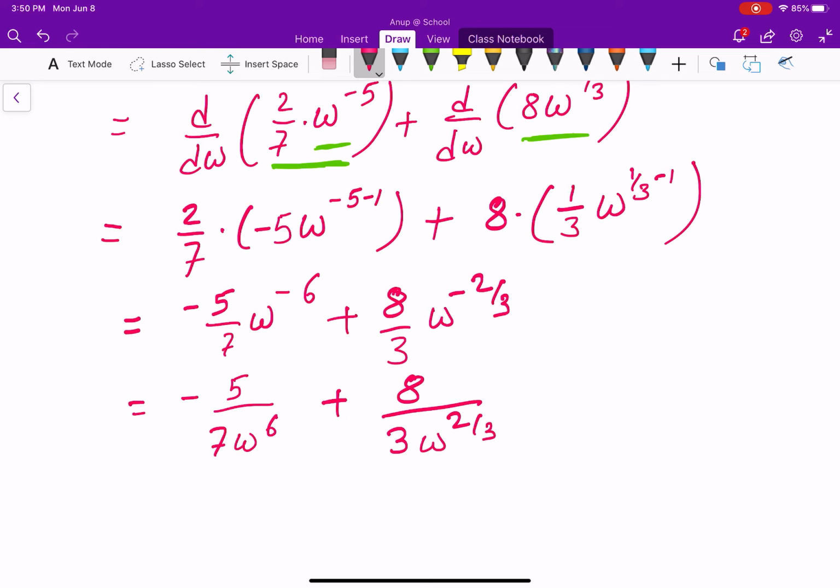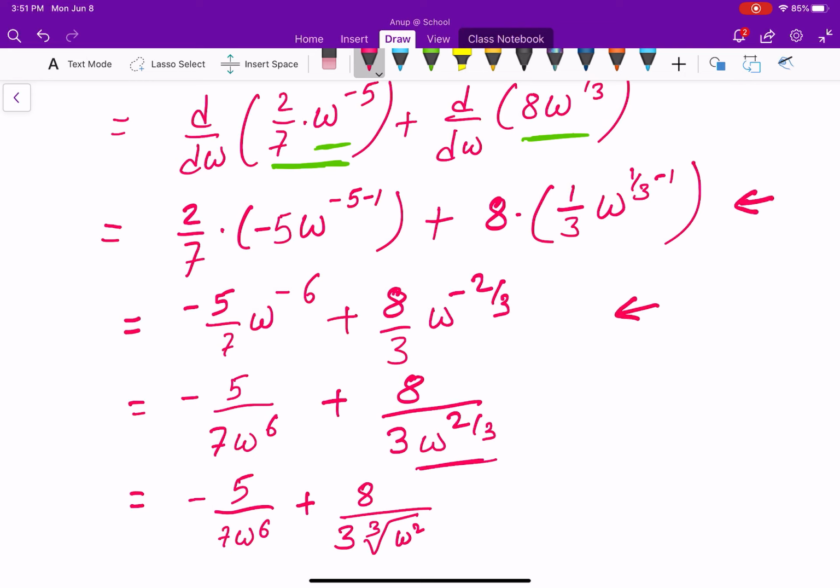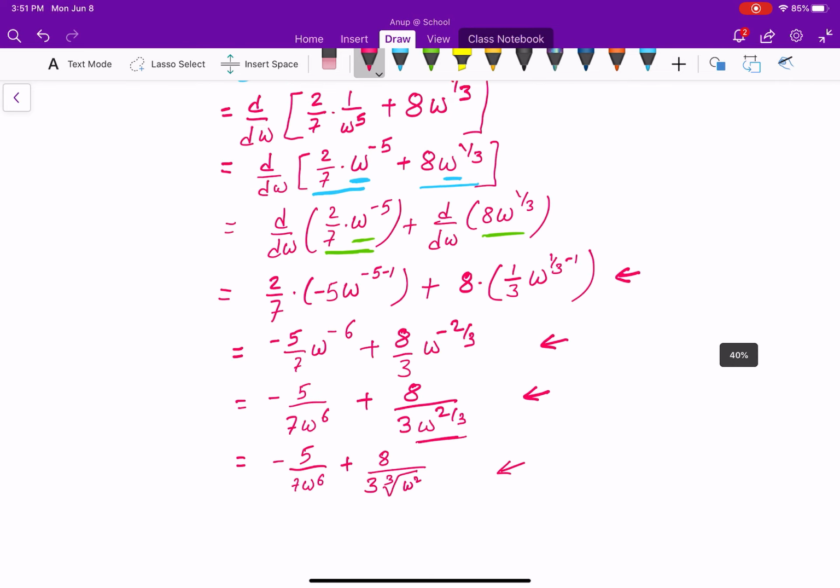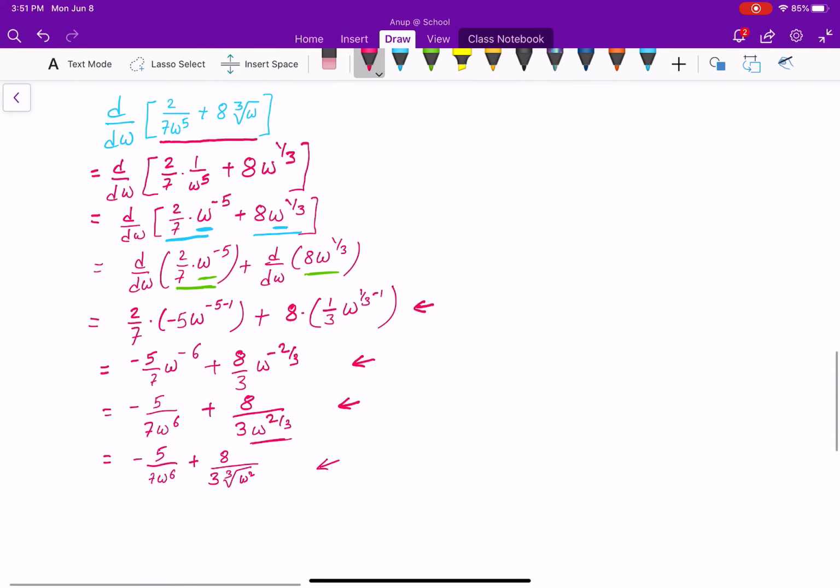Or if you want, the second term can be changed into the radical form. So this can be written as 8 over 3 times cube root of w squared. So this is already the derivative of the function. If you want to rewrite into this form, or in the positive exponent form, or also change the exponent into the radical form, we have a couple of alternatives. So that is the derivative of 2 over 7 times w to the power 5 plus 8 times cube root of w. This is the required derivative.